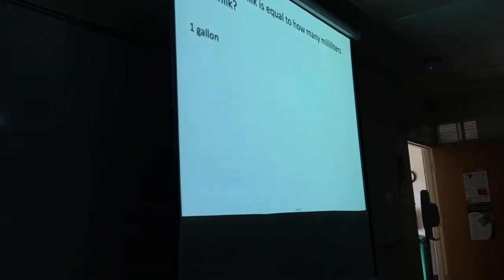Let's try another problem. 1 gallon of milk is equal to how many milliliters of milk? First we start by writing our given quantity, which is 1 gallon. And we also need to note that the units we wish to obtain are milliliters.